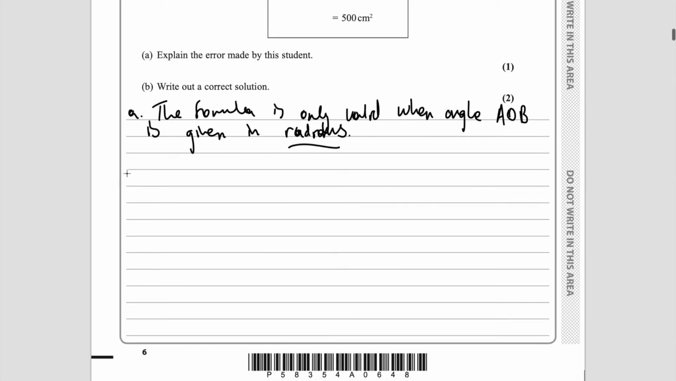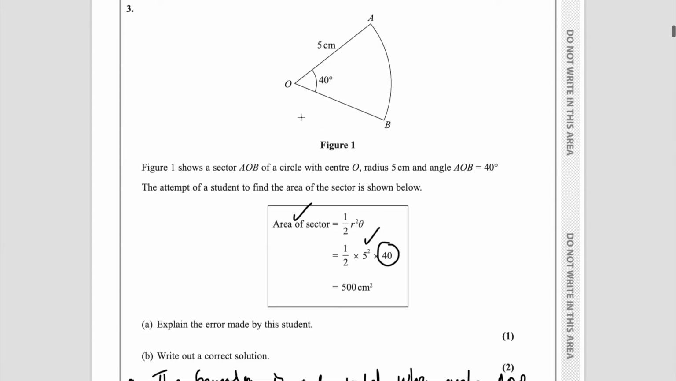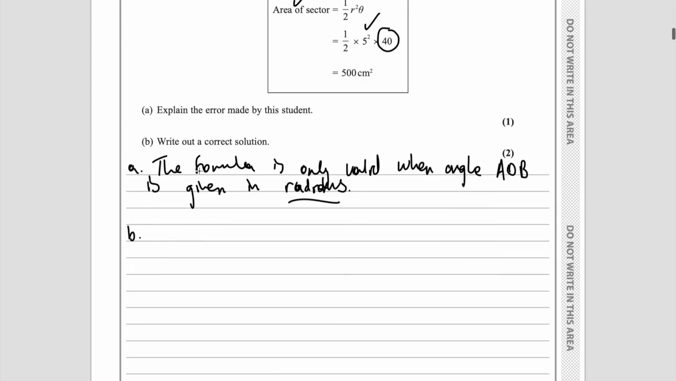For part B, work out a correct solution. Now there are two ways in which we can do this. We can either convert this into radians by multiplying 40 by pi over 180, or equally what we can do is just simply, like you would be expected to do in GCSE, do 40 over 360, because a total circle would have 360 degrees within it.